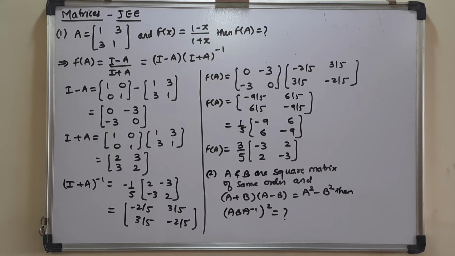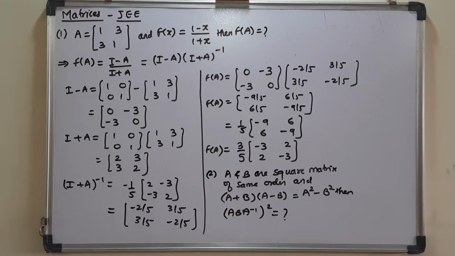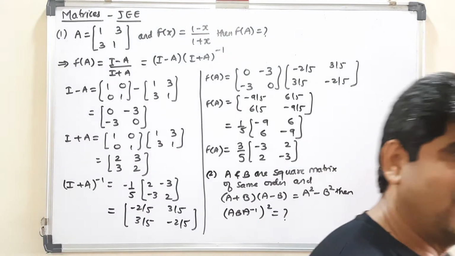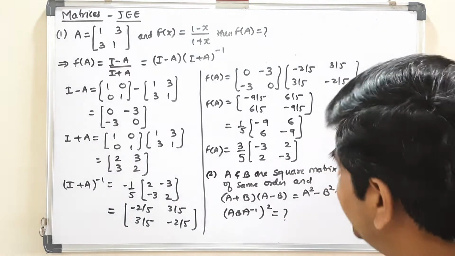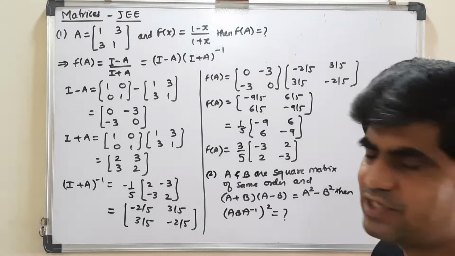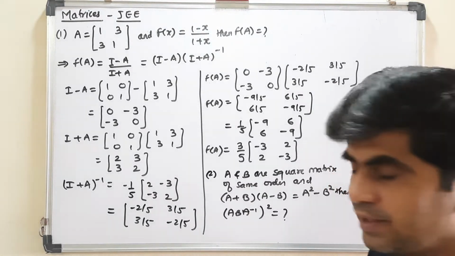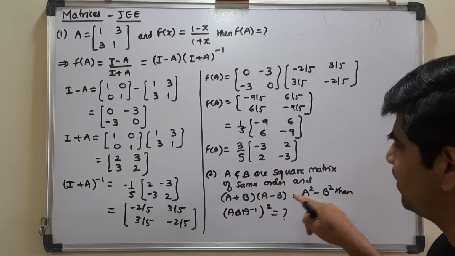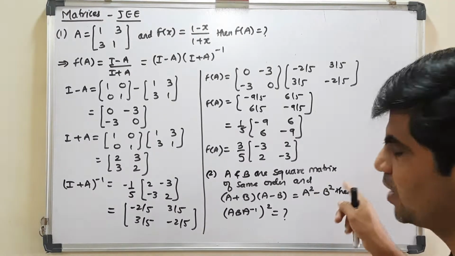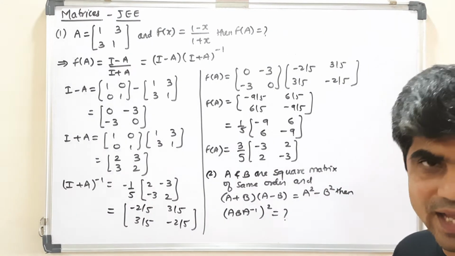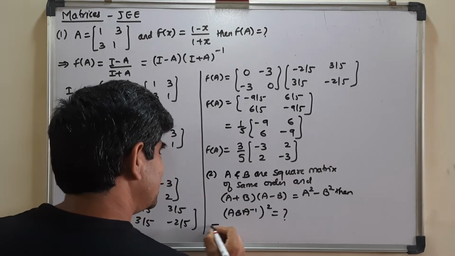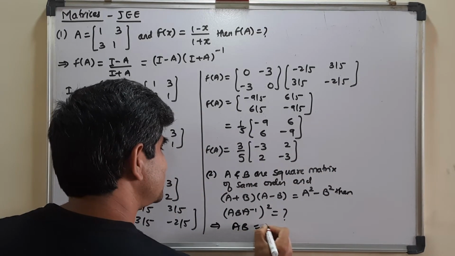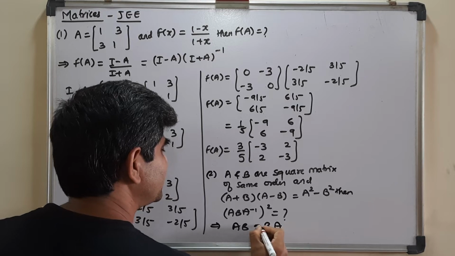Now coming to another question, it says that A and B are square matrices of the same order. That means their order is same and they are also square matrices. And the condition mentioned over here is (A plus B) into (A minus B) is A square minus B square. If (A plus B)(A minus B) is equal to A square minus B square, it indicates that AB is equal to BA. So from this I understand that AB is equal to BA, right?